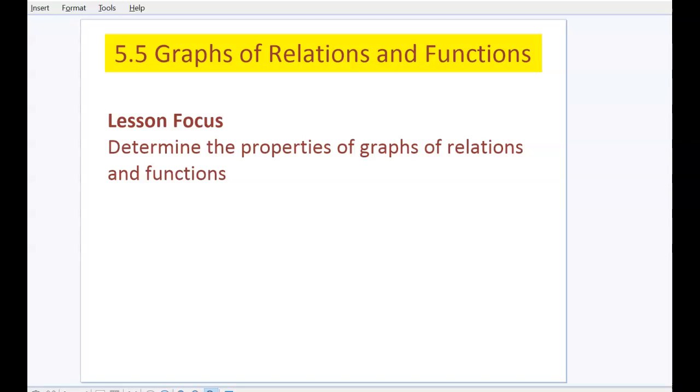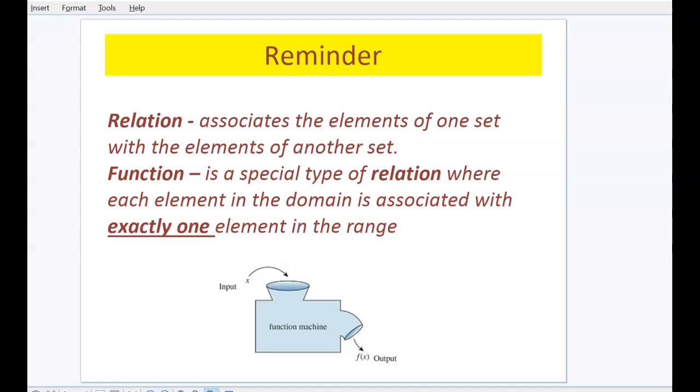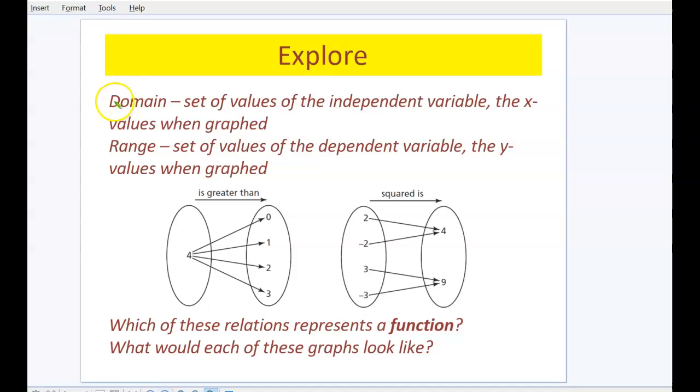In the first part of 5.5, we're going to look at graphs of relations and functions. And just to recall some definitions, a relation associates the elements of one set with the elements of another set. A function is a special type of relation where each element in the domain is associated with exactly one element in the range. Domain is the set of values of our independent variable, and those are the x values of a graph. A range is a set of values of the dependent variable, and those are the y values of a graph.